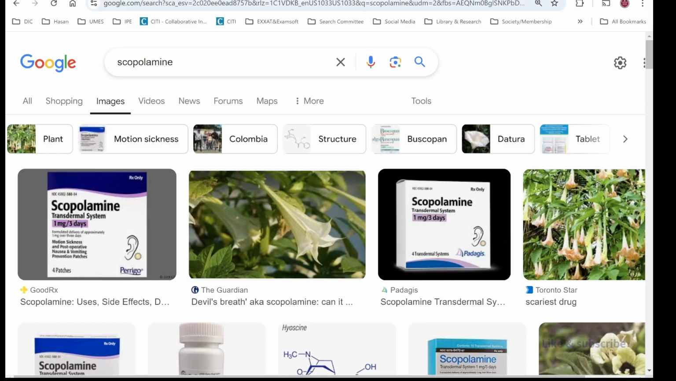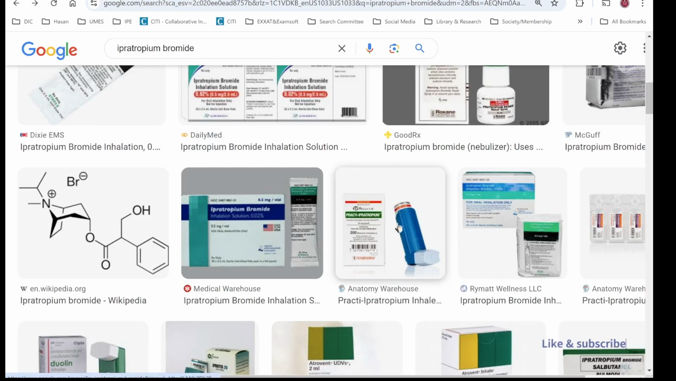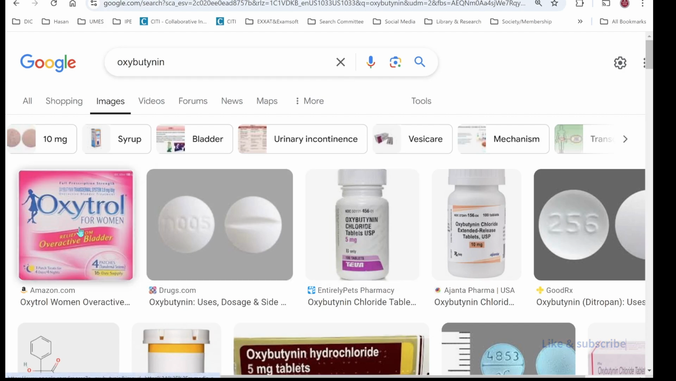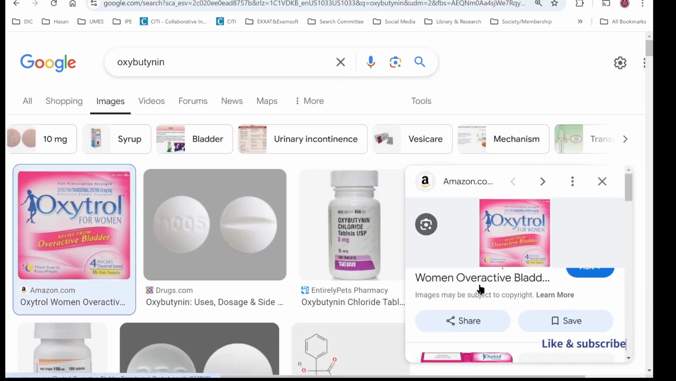Okay, in these Google Images, I share with you some pictures of our medications. We have scopolamine as a skin patch for motion sickness, for example. Then we have ipratropium, and you can see the ipratropium inhaler used for asthma. Then we move to oxybutynin, and you can see the image here, oxybutynin for overactive bladder, especially in women.